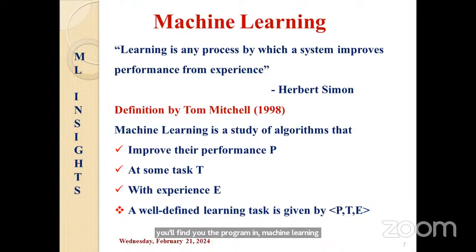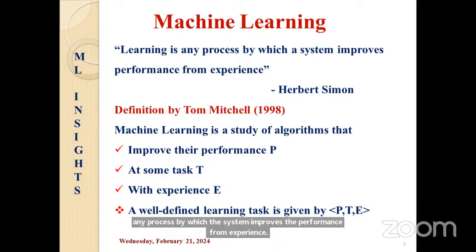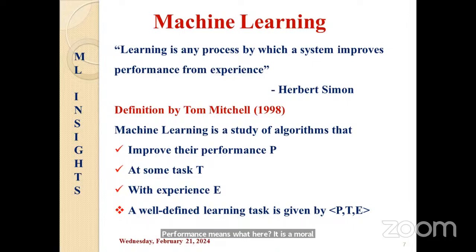So this is a technical definition given by computer scientists or machine learning engineers. Machine learning is nothing but learning: any process by which the system improves its performance from experience. Performance here means the model performance. Experience means how the model is built. The model is built based on the data you give it. That data is what is called your experience.